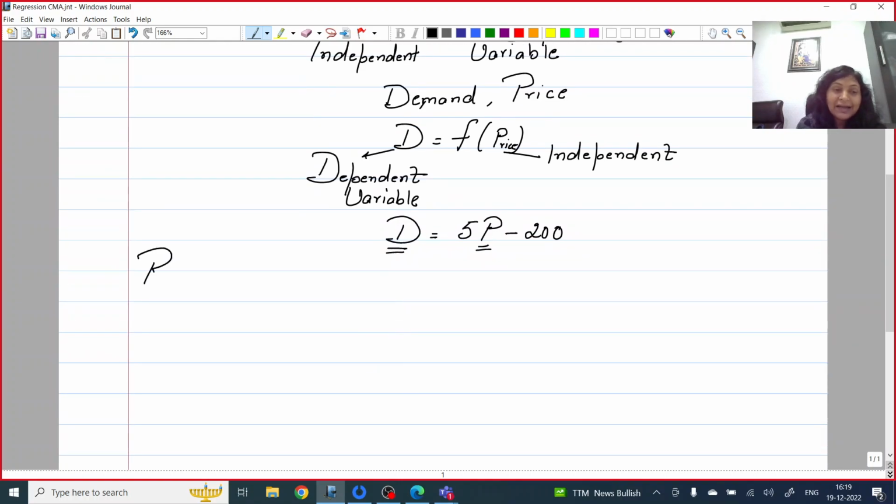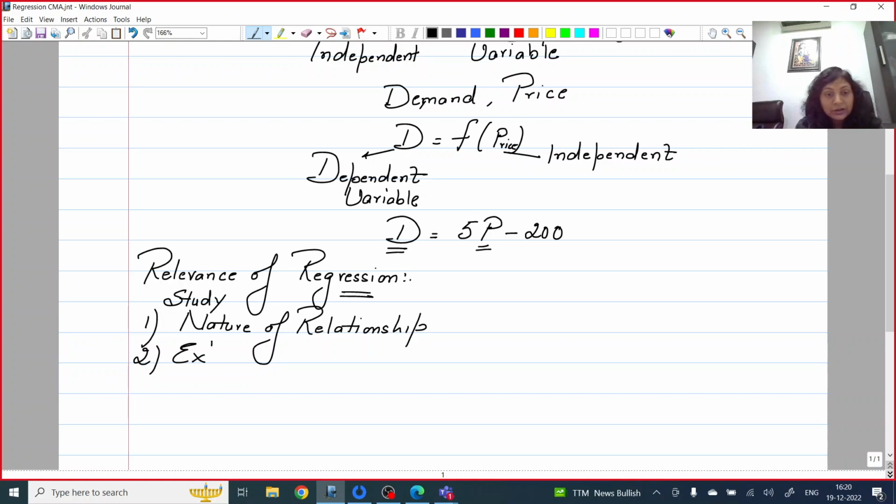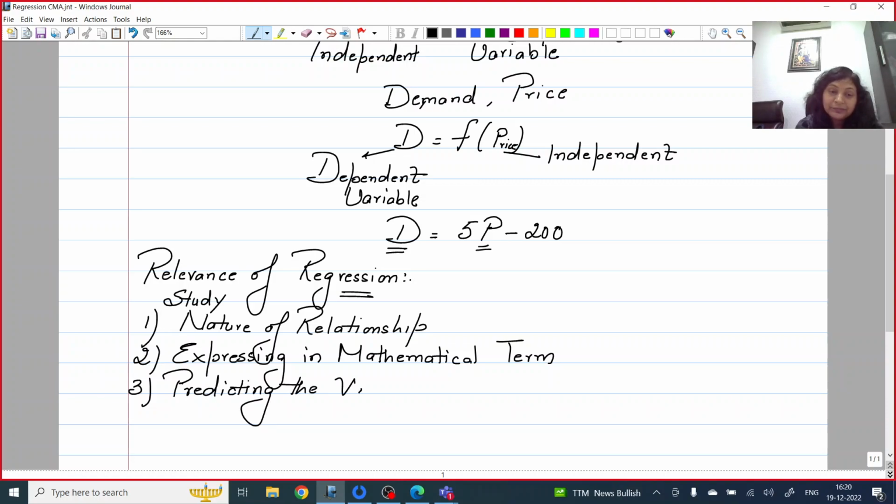So what is the relevance or importance of regression? First thing, it studies the nature of relationship. Second thing, it helps in expressing the relationship in mathematical terms. And when we have expressed the equation in mathematical terms, we can easily do predictions. So third thing, it helps in predicting the value of an unknown variable. So this is basically the relevance, the significance of regression.